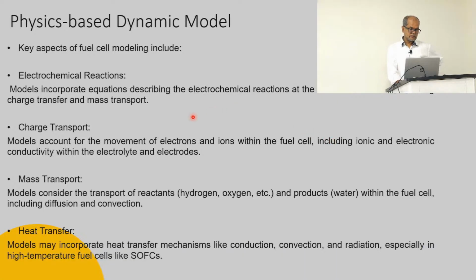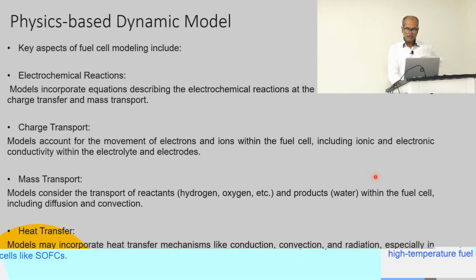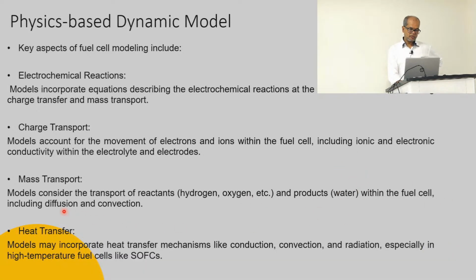That is charge transport, the ionic and electronic conductivity happening within the electrodes and electrolyte, and it is included in this model. Mass transport considers the transport of reactants like hydrogen and oxygen, and products like water, within the fuel cell, including diffusion and convection. We also consider heat transfer mechanisms like conduction, convection and radiation, which happen in the real system, and these are also included in this model.